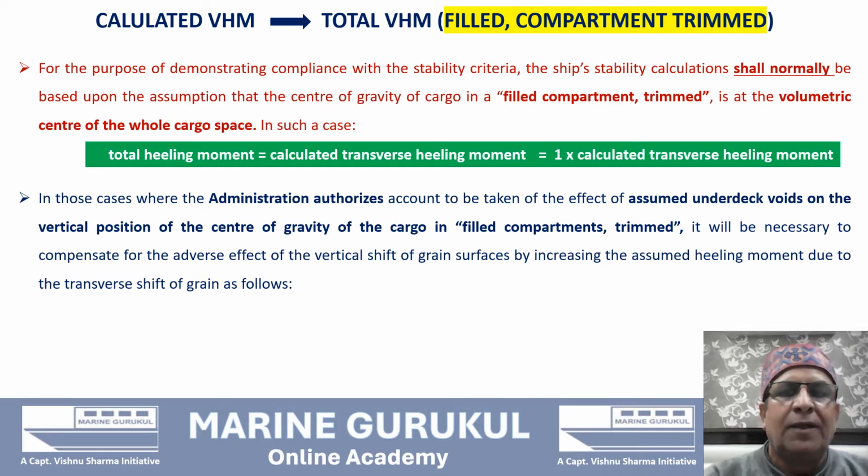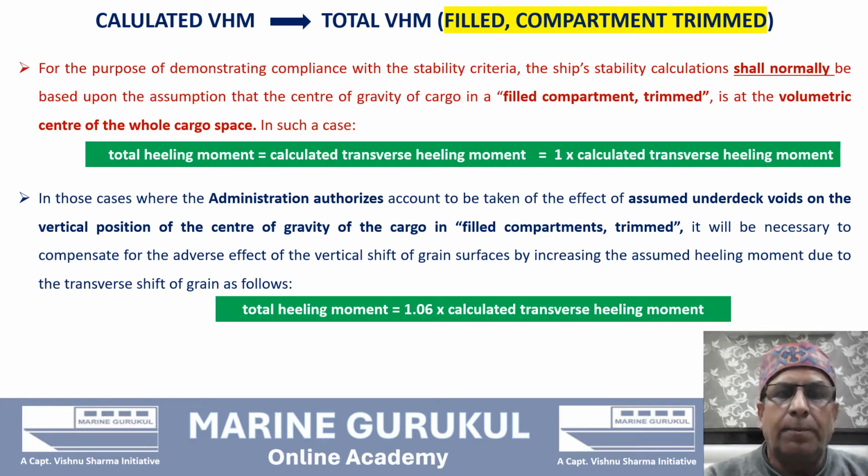That means now you have a compartment which is declared as filled trimmed, but now you want to, with the authorization of your administration, use a lower kg of the cargo instead of using the centroid of the space. In that case, the total volumetric healing moment of that compartment will be equal to 1.06 into calculated transverse healing moment. So whatever you obtain from the tables will have to be increased by 6%.